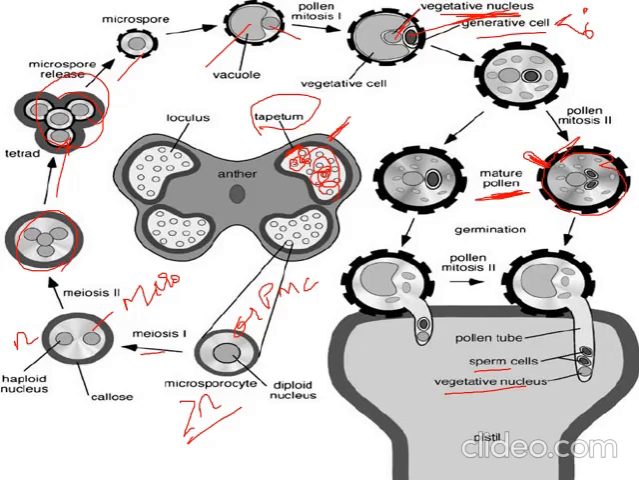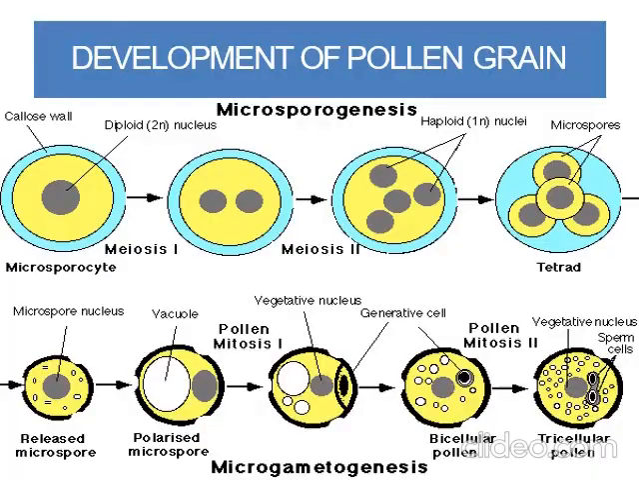This is all about how the microsporocytes convert into microspores and microspore tetrads, leading to pollen grain formation, and how those pollen grains divide into vegetative and generative cells. This is all about the pollen tube. This is your pollen mother cell. This microsporocyte is the pollen mother cell.